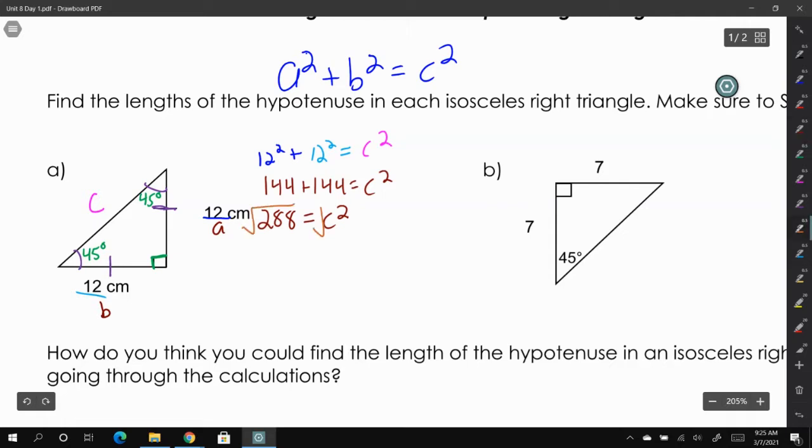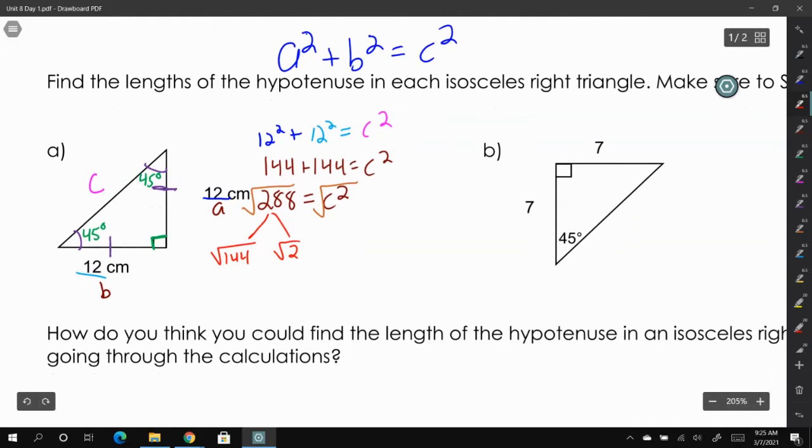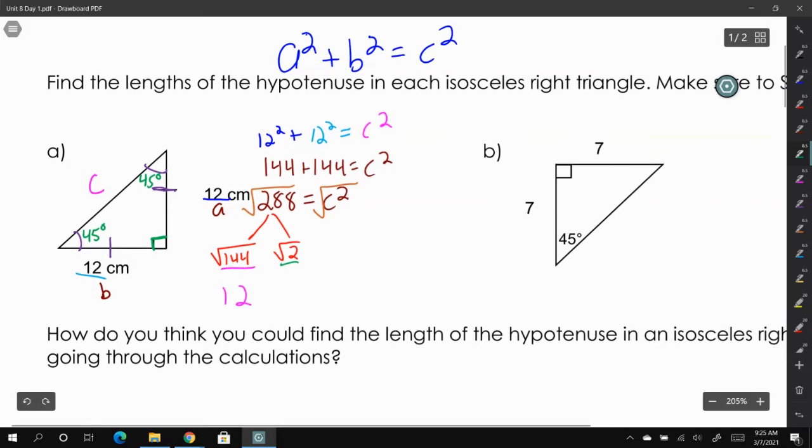And then I'm going to take the square root of both sides. Now we want to simplify the radical. That's what our directions say. You can break this up into 144 times 2. And then you can try to take the square root of both of them. Well, you can take the square root of 144, that's 12, but you can't take the square root of 2, that's not a whole number. So that stays as the square root of 2. So the length of the hypotenuse here is 12 times the square root of 2.